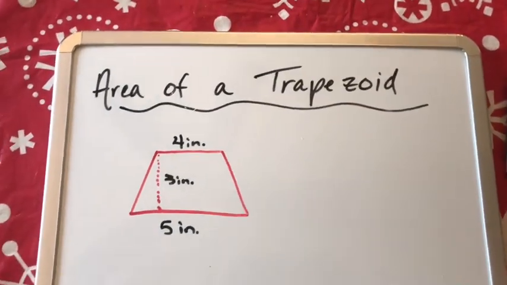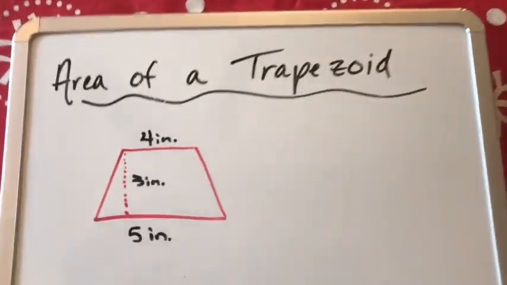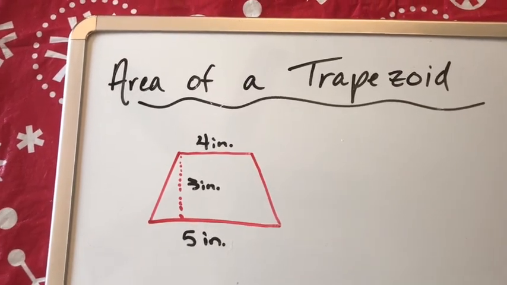So here is the area of my trapezoid that I had. The base is 5. The first base is 5.